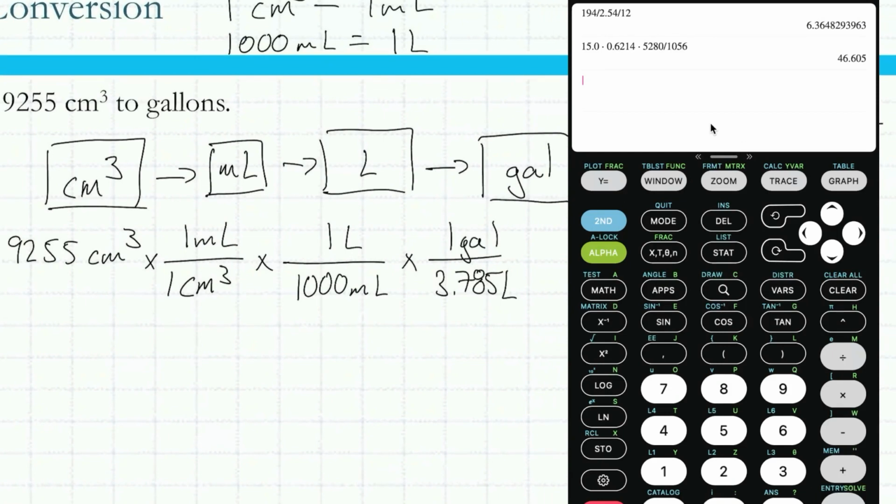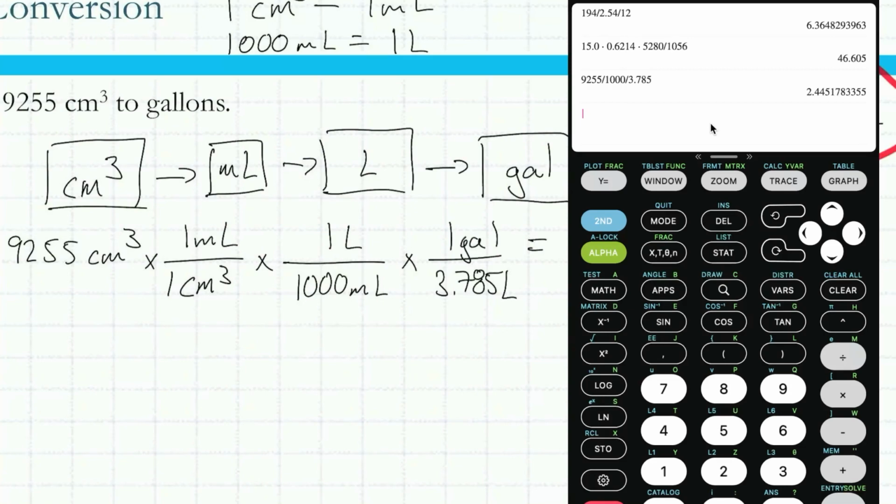All right, so I can do 9,255. And then it's ones all the way across the top. So you can ignore all the ones. And then I'll do divided by 1,000 divided by 3.785. So 2.445155. How many sig figs should I have? 4.